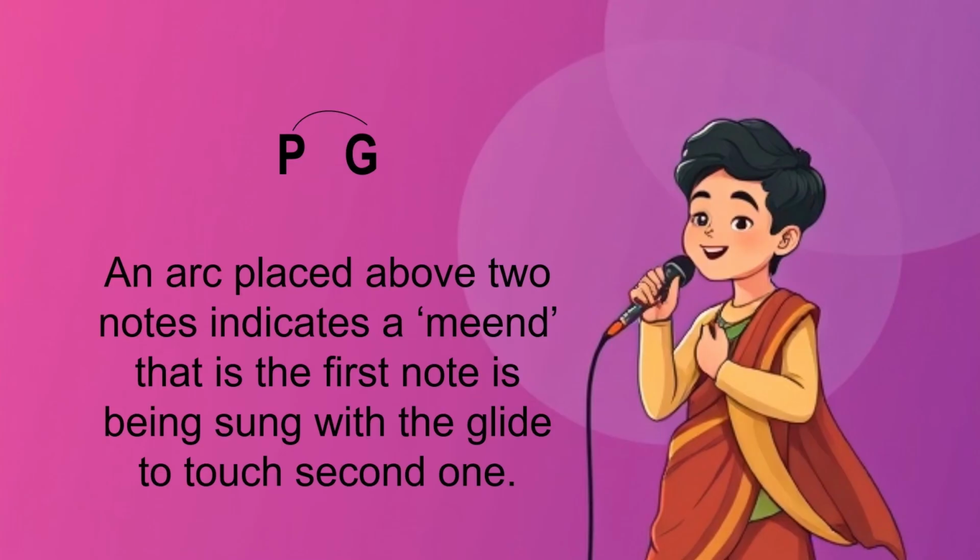That is, the first note is being sung with a glide to touch the second one. I'll give you an example. So I will sing the note pa with a glide to touch the note ga. So it will sound like pa ga. I'll do it once more for you. Pa ga.